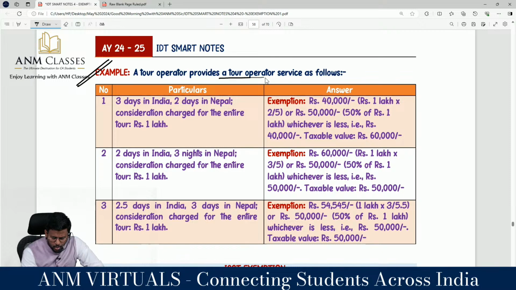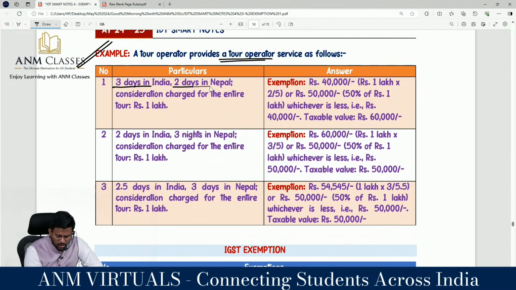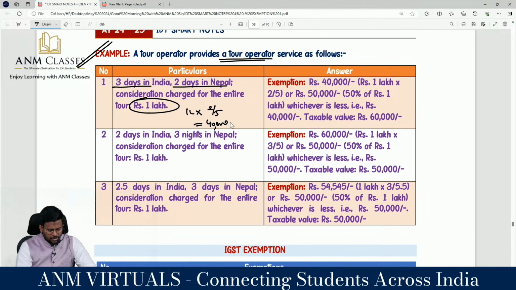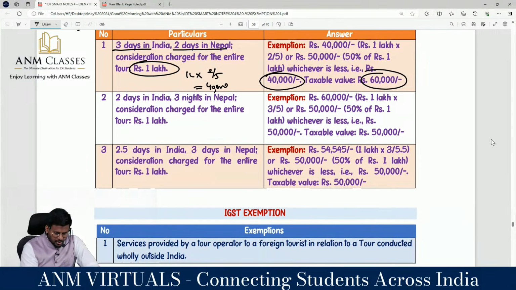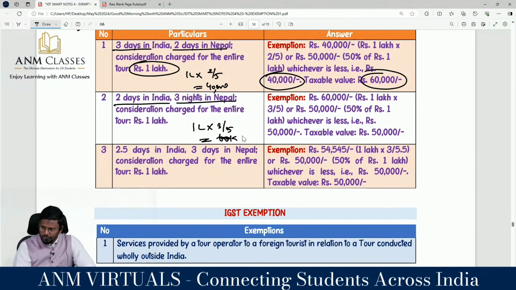A tour operator provided tour operator services as follows: 3 days in India, 2 days in Nepal, total 5 days. Consideration charged for the entire tour is 1 lakh. That means 1 lakh into how many days outside India? 2 by 5. So 1 lakh into 2 by 5 is 40,000. Or what is the 50%? 50,000. Whichever is lower will be exempted, so 40,000 is exempted. So the taxable will be 60,000. Able to appreciate? 2 days in India, 3 days in Nepal. Consideration charged for the entire tour is 1 lakh. So 1 lakh into 3 by 5 comes to 60,000, or 50% comes to 50,000. Whichever is lower, 50,000 is exempted and 50,000 is taxable.